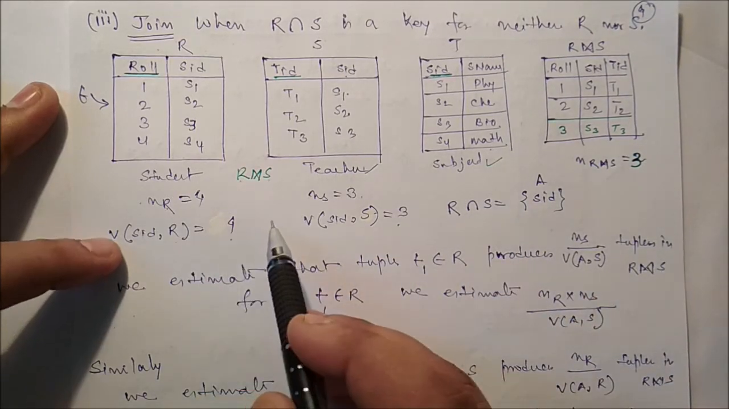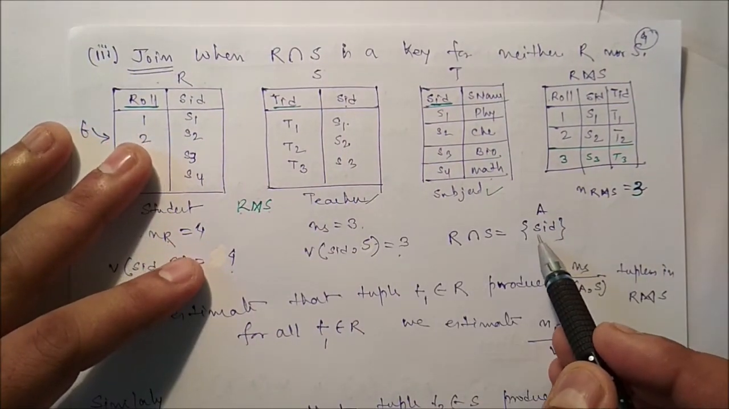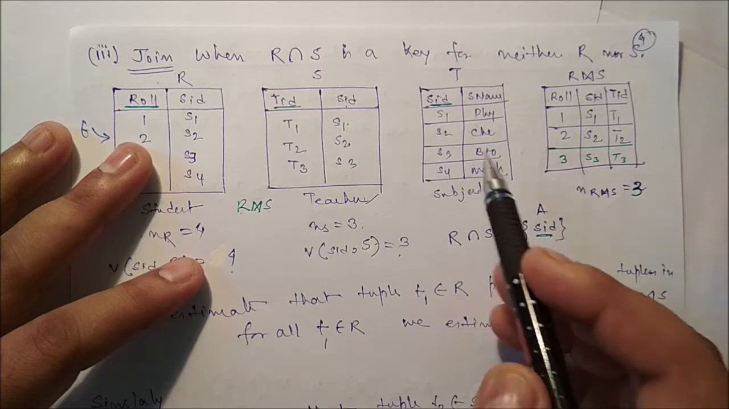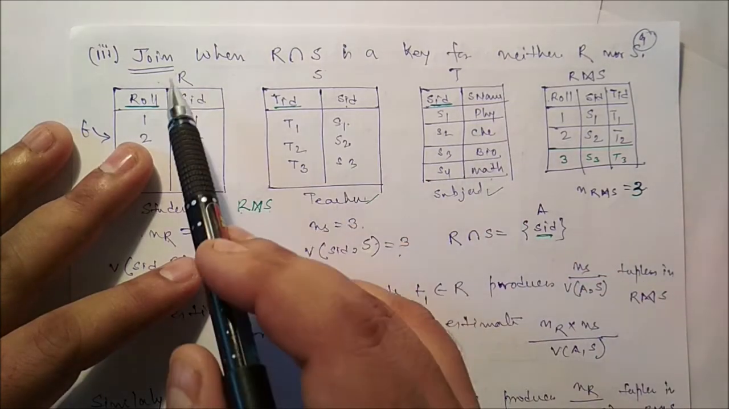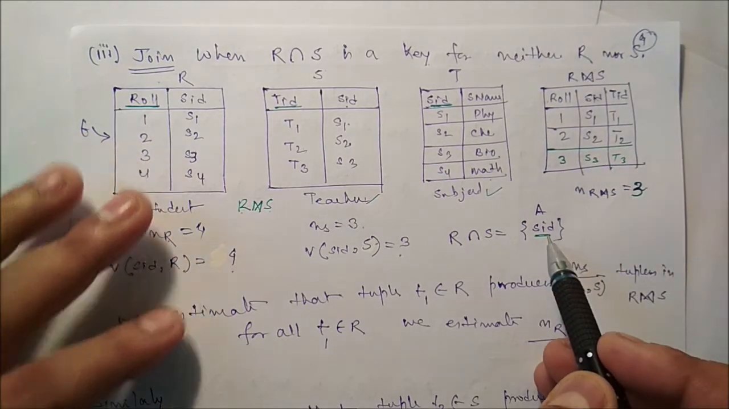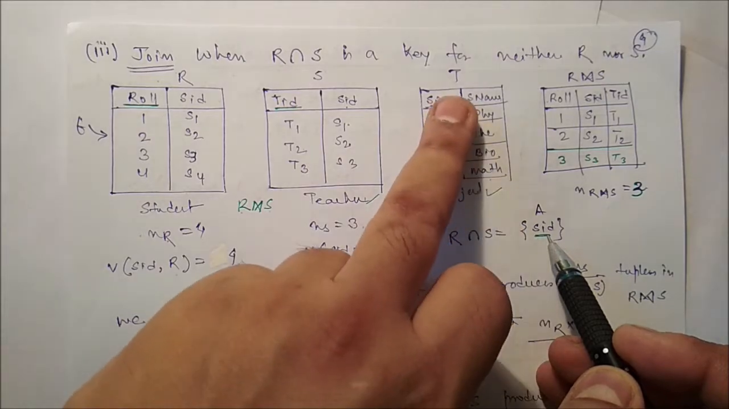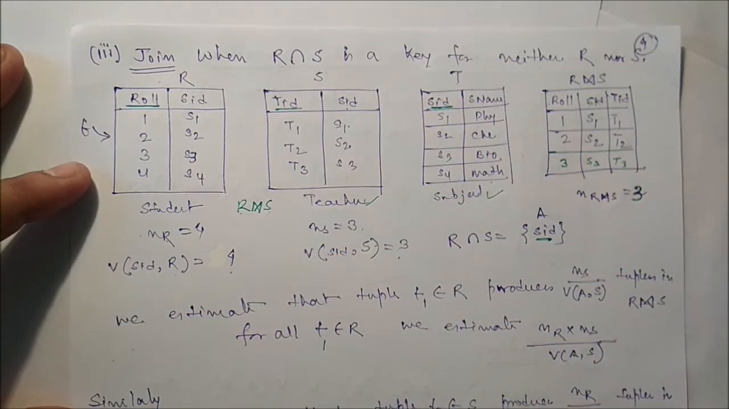So R intersection S, if you intersect the attribute, then we can get the common attribute. It is SID, which is a primary key of the other attribute. So we can see R intersection S is a key for neither R nor S. This SID is neither a key of R nor a key of S. Now we want to estimate this one.